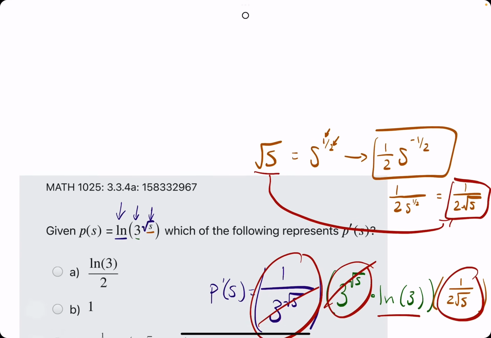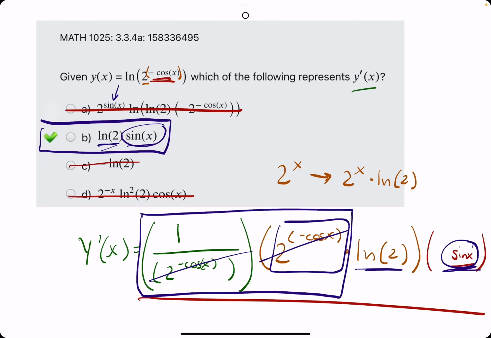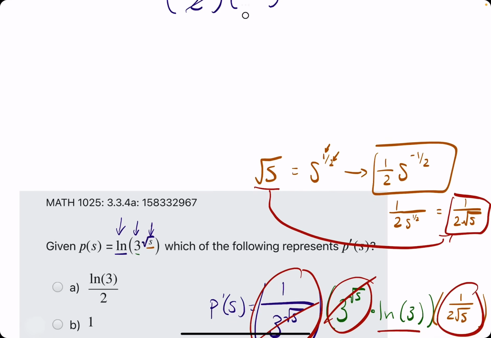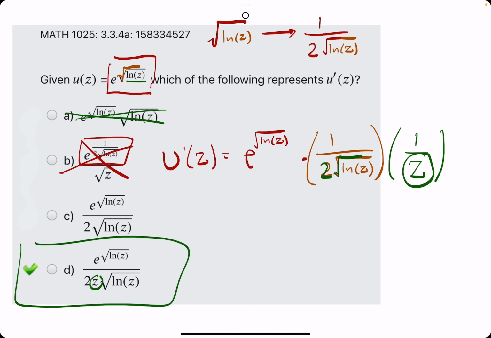I hope these worked out examples help. I hope you can use something from them. Again, I don't have every single example you might see worked out, but hopefully you can apply these ideas to the problems that you see. If you have any questions, please let me know.